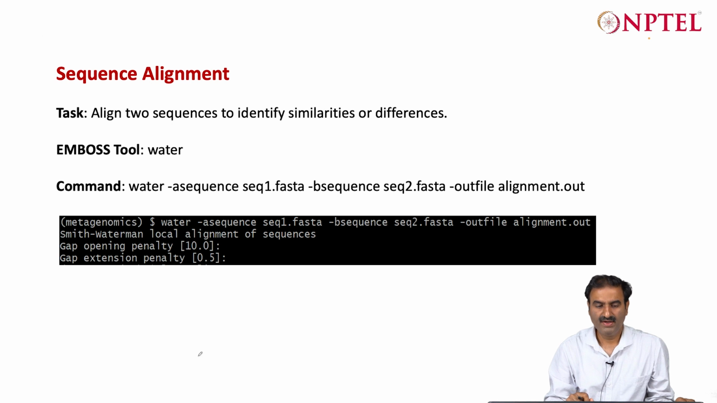So now you want to do alignment of two sequences. So basically you are taking sequence1.fasta and sequence2.fasta.